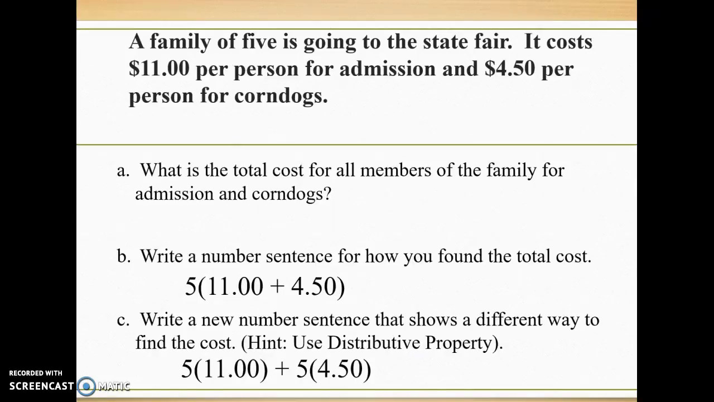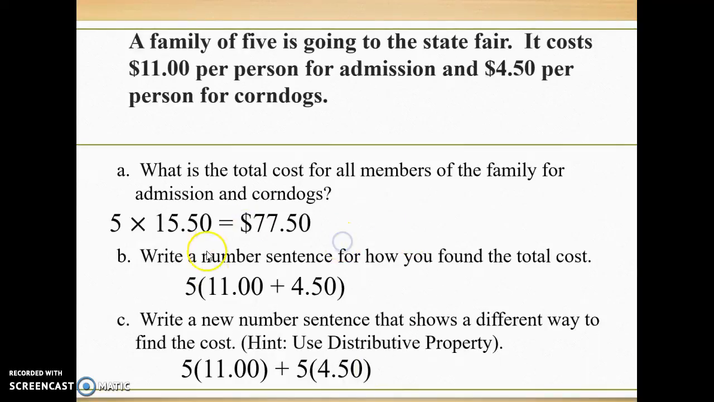5 times $11, which is the admission cost for 5 people, plus 5 times $4.50, which is the cost for corn dogs. So you would multiply this, which is $55, plus 5 times $4.50, which would be $22.50, and then add them up. Either way, you would get the same answer.